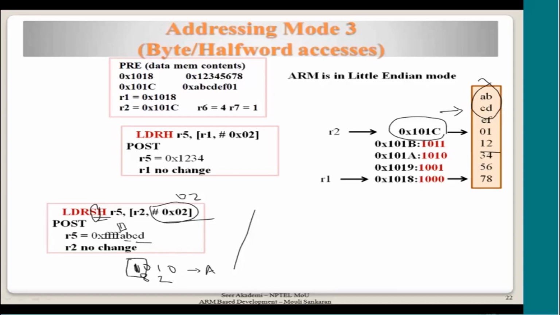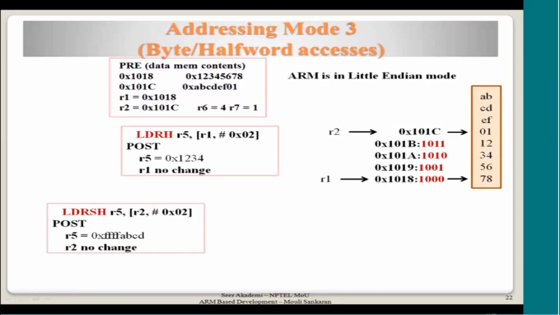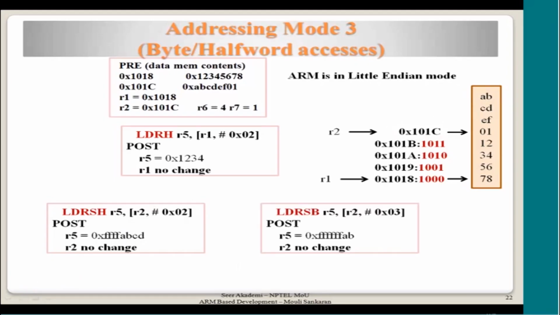So that is extended here, because the assembler programmer is saying, I am loading a signed value which is stored in this address. So I want the sign to be preserved. So when it is copied, it will be sign extended. Okay, that is the way LDRSH works. LDRSB is the same thing, but it is for byte.